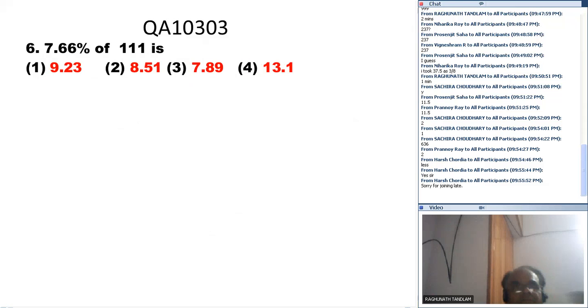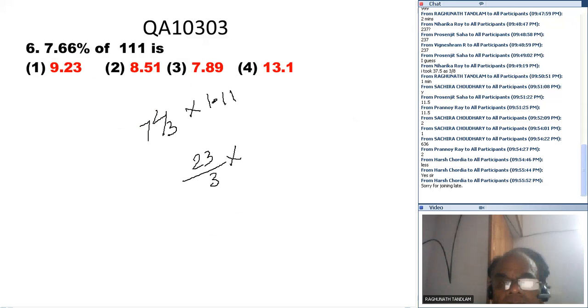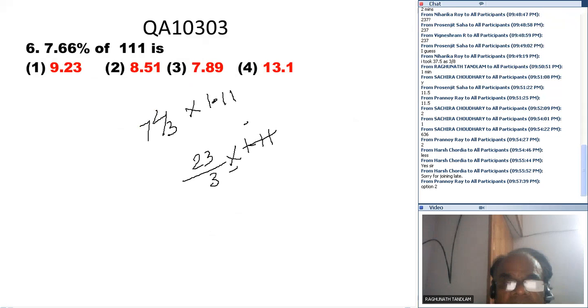Next one. What is 7.66% of 111? How do you calculate 7.66% of 111? Is 111 divisible by 3? So 7.66 can be written as 7 2 by 3, into 111, 1.11, which is 23 by 3, it becomes 0.37. So it becomes 23 into 0.37.